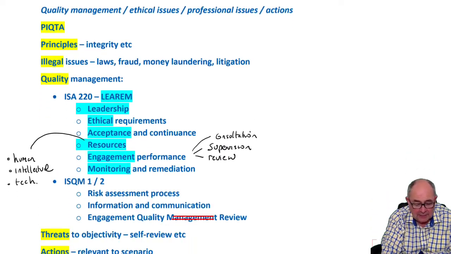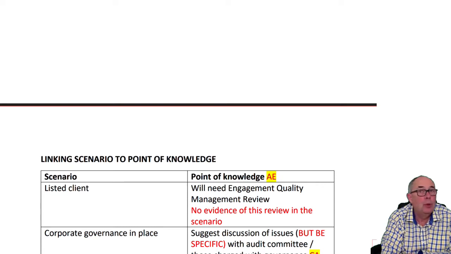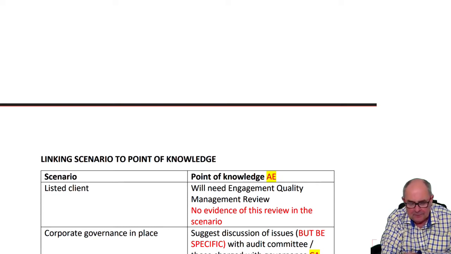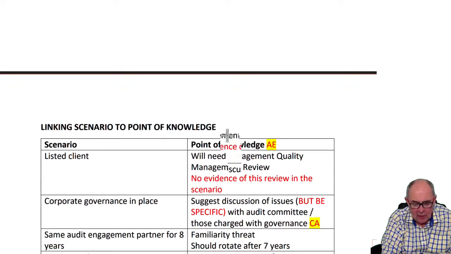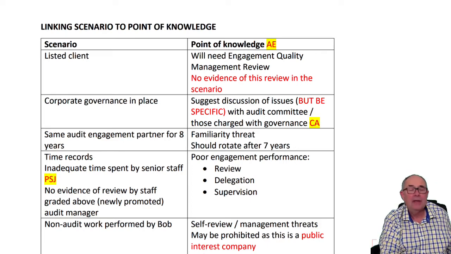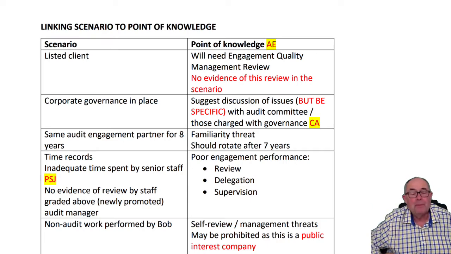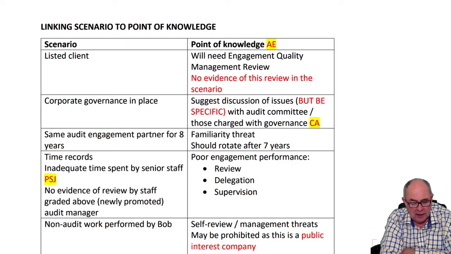Now, the thing I'm going to show you now looks like a table. I would not be answering this in a table, but I'm just showing you how we start to construct the sentences. Everything on the left-hand side is something that I've copied from the scenario. Everything on the right is a relevant point of knowledge. Now, every time you link the two, that's where you're getting your analysis and evaluation marks.